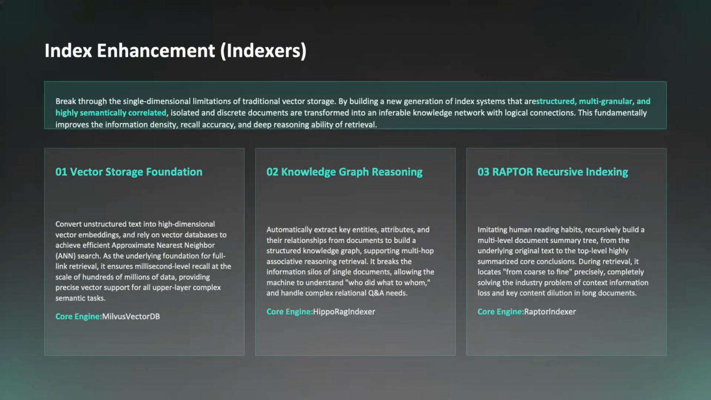The bottom layer retains full original text details, while upper layers store condensed high-level summaries. During retrieval, the system locates content from coarse to fine, completely solving the industry pain point of lost context and diluted key information in long documents, implemented via RAPTOR Indexer.